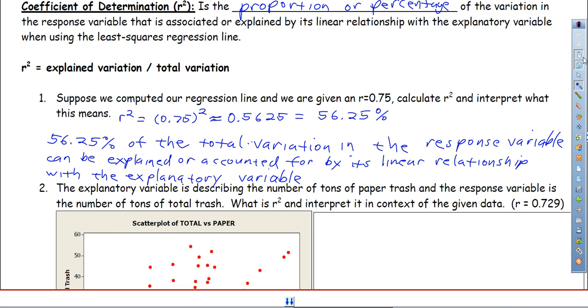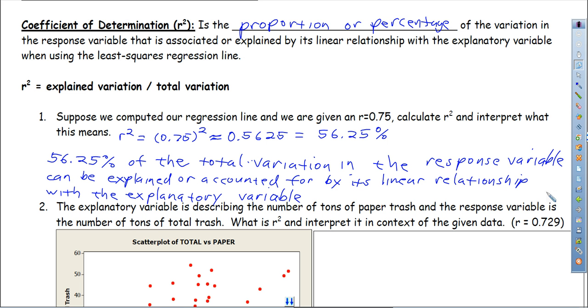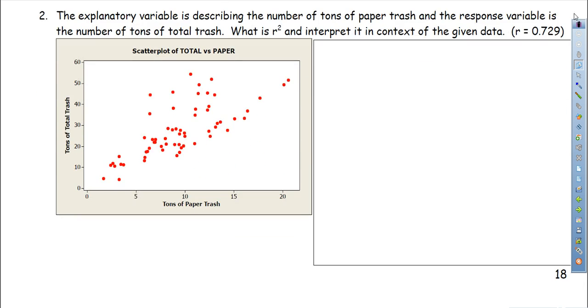Oh, sorry, I'll put that back up. Remember, pause it if you need to finish writing this. And let's go look at an example. Let's look at this example. The following graph, the explanatory variable is describing the number of tons of paper trash, and the response variable is the number of tons of total trash. So here we have our tons of paper trash used to predict the tons of total trash.